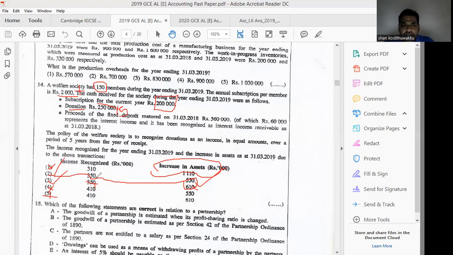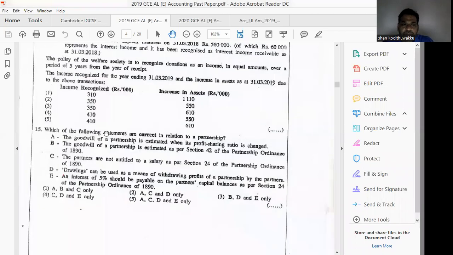Income recognized 350,000 rupees. Increase in asset equal to 550,000 rupees. Therefore, the correct answer is answer number 2. Right. The next one, question number 15.